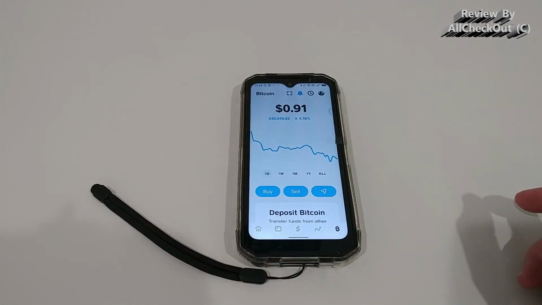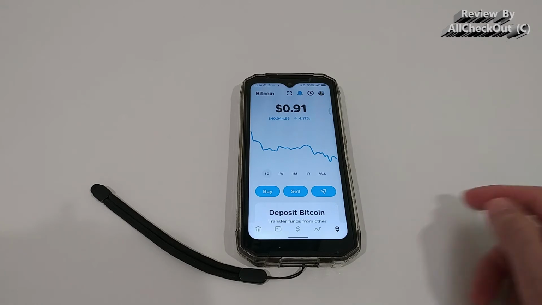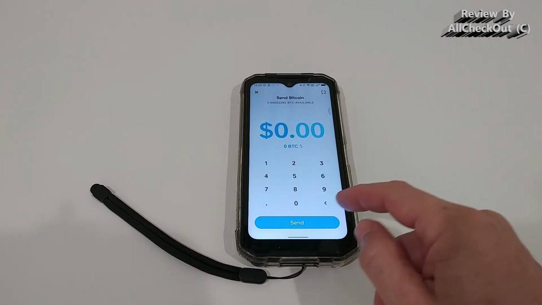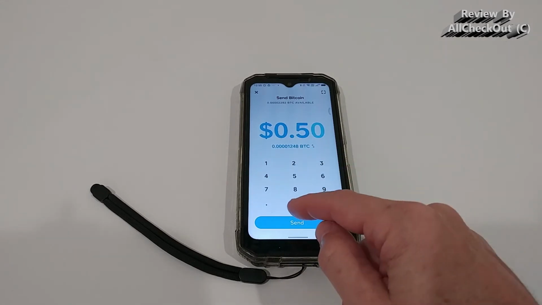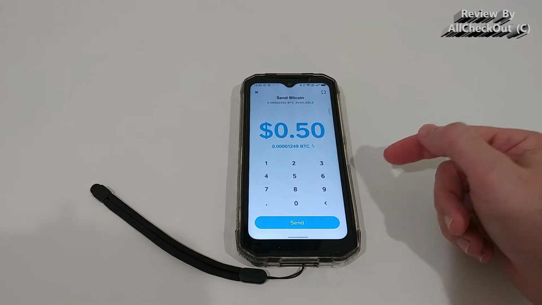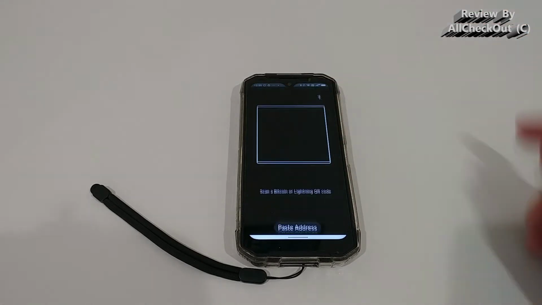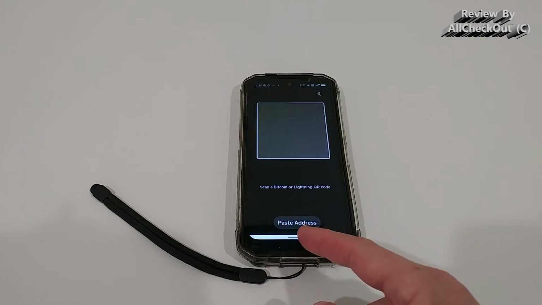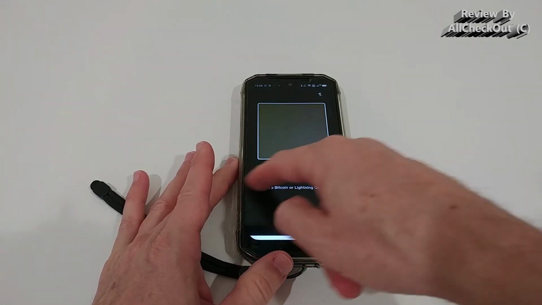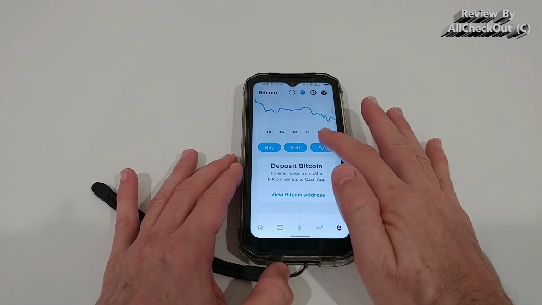You can sell it also from here, or you can send it directly. What's really interesting here is that you're sending Bitcoin, but you are not specifying the amount in Bitcoin, but in dollars. Let's say you want to send 50 cents in Bitcoin to a friend. It goes like that, and then it will be automatically translated into how many Bitcoins that is. Then you either paste the Bitcoin address or scan the QR code with the camera. So for me, that looks pretty safe, pretty good, pretty interesting.